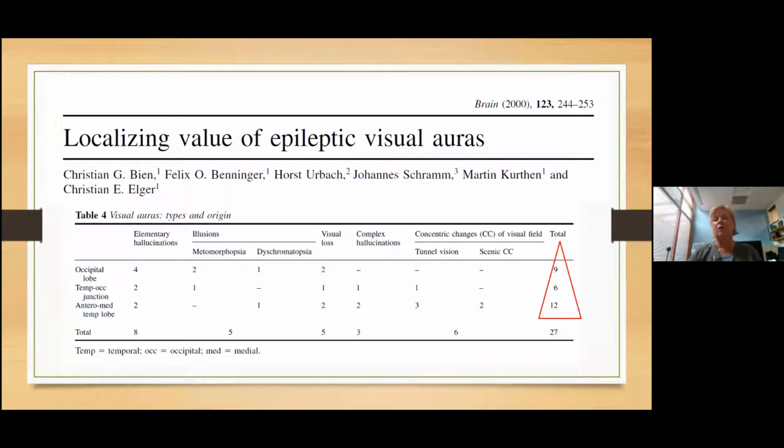Before I give the screen to Noam, I would like to point to a study published in Brain, focusing on epileptic patients who may experience visual auras. It was well known from the 1950s that temporal lobe epilepsy can give an aura in the visual field. But that study took occipital lobe patients, temporal occipital junction patients, and anterior lateral and anterior medial temporal lobe patients. The summary showed that patients with anterior medial temporal lobe epilepsy have many more visual phenomena or auras compared with the other two groups. That's interesting for our further explanation of this case.